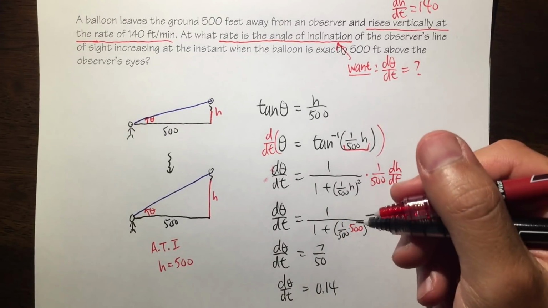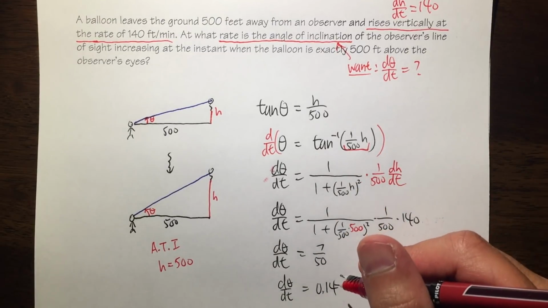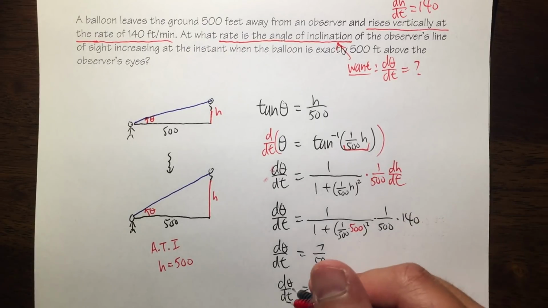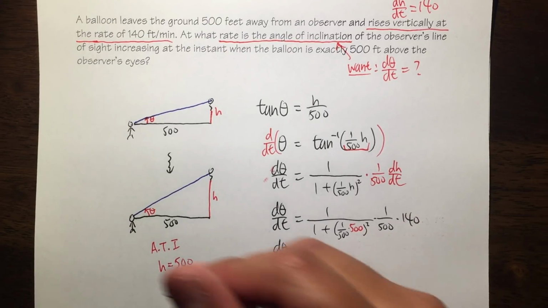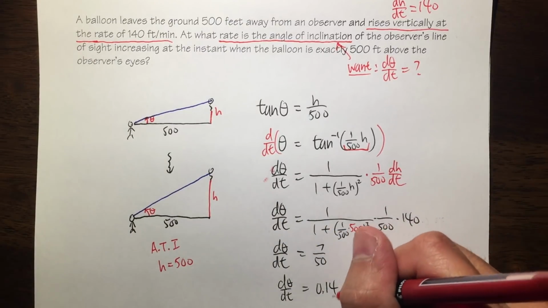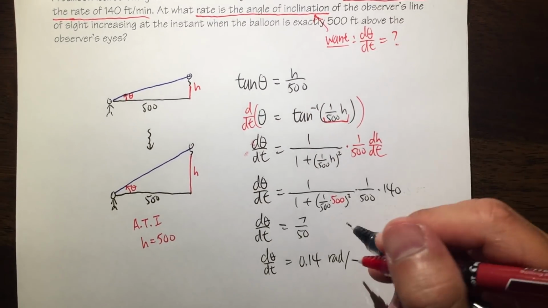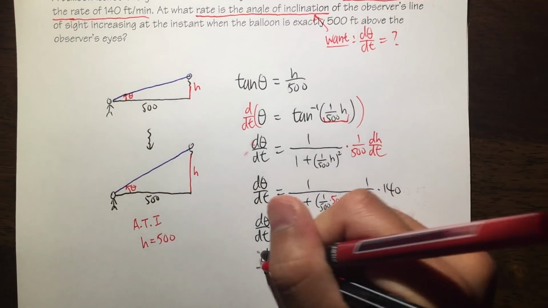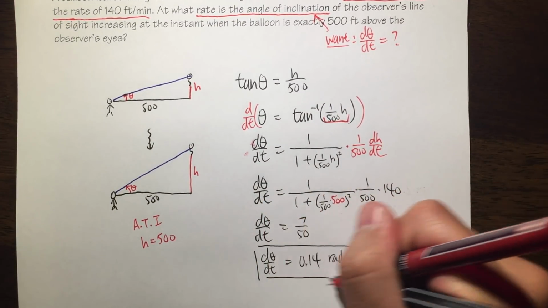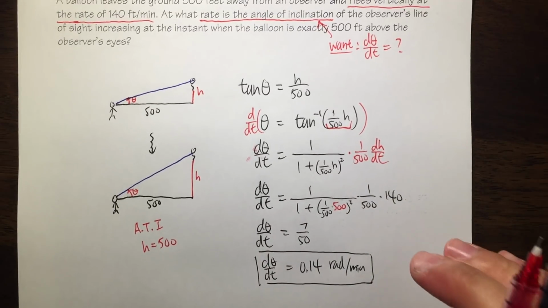So it's up to you. Anyway, I will go with decimal, and this is dθ/dt. Theta is the angle, so I'll put radians, and the time unit was minutes, so we say radians per minute. I will box this right here for you. Right, so that's it.